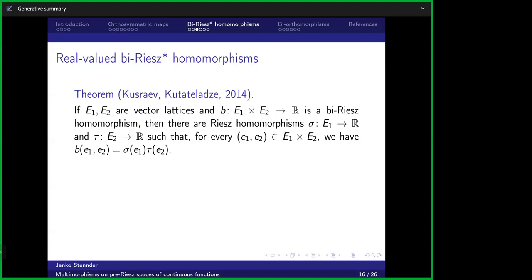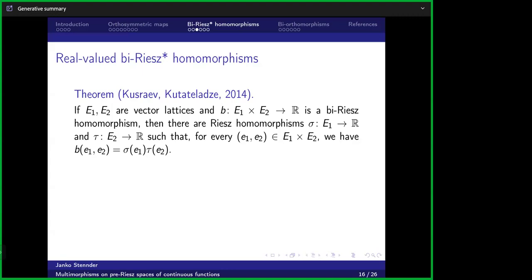And before I can go to the representation on continuous functions, we need to have a look at a more general order structure result. We here have vector lattices E1 and E2, and the real valued bi-Riesz homomorphism from the Cartesian product of E1 and E2. And we can always factorize this bi-Riesz homomorphism into two real valued Riesz homomorphisms. So we get some Riesz homomorphism sigma on E1 and tau on E2, and my bilinear map can then be written as a product of those two.